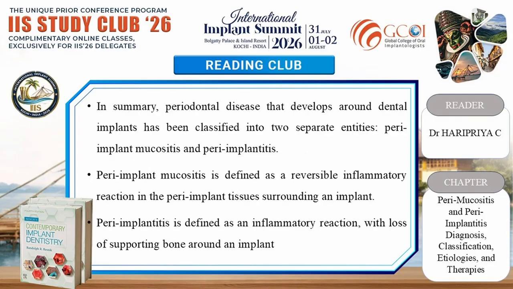In summary, periodontal disease that develops around dental implants has been classified into two separate entities, peri-implant mucositis and peri-implantitis. Peri-implant mucositis is defined as a reversible inflammatory reaction in the peri-implant tissues surrounding an implant. Peri-implantitis is defined as an inflammatory reaction with loss of supporting bone around an implant.